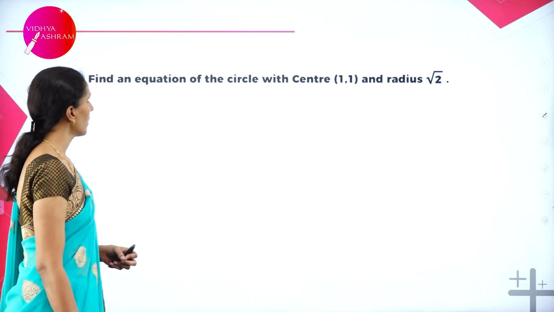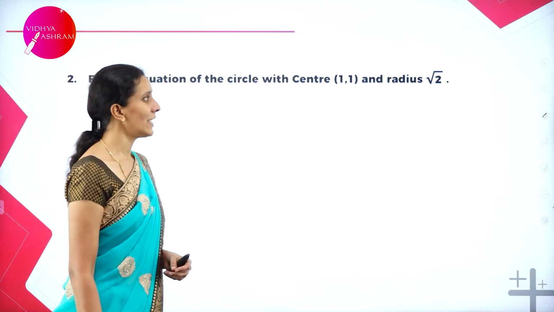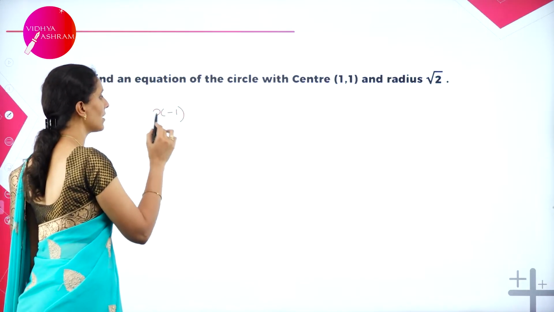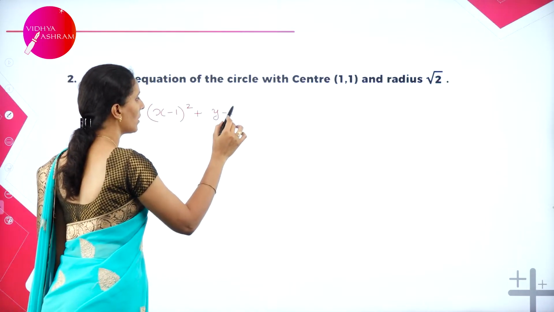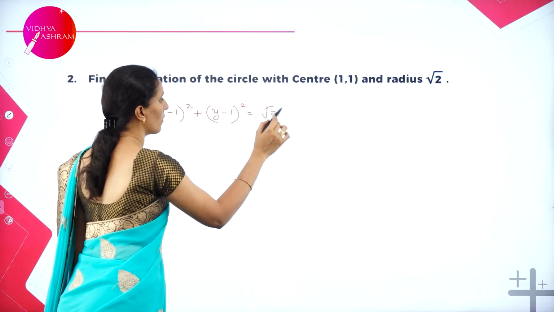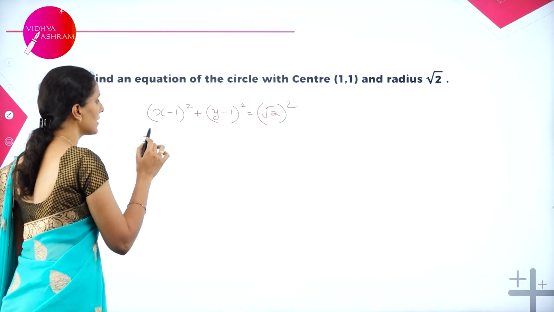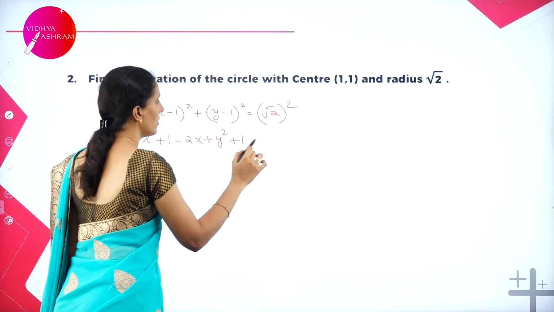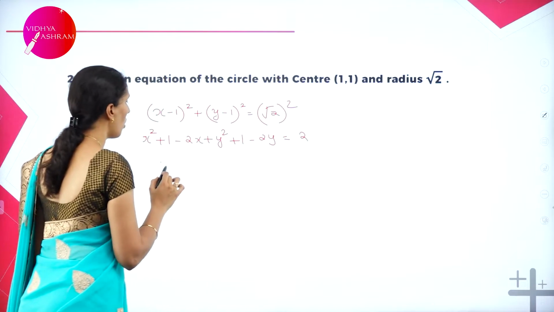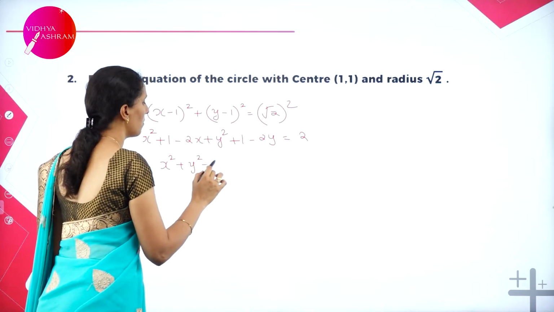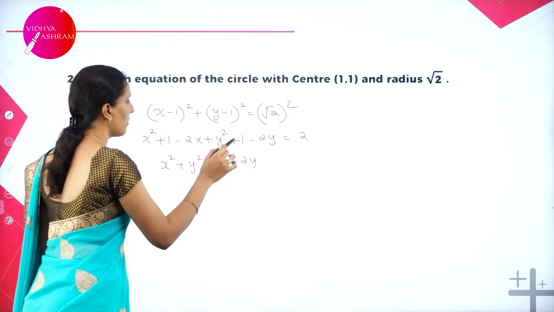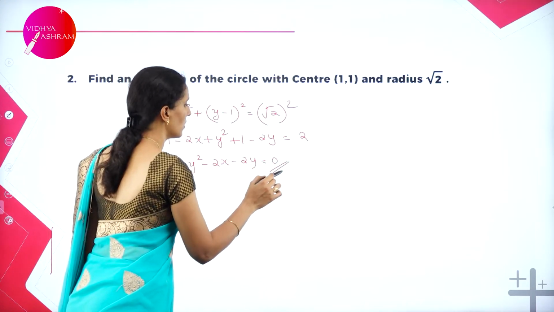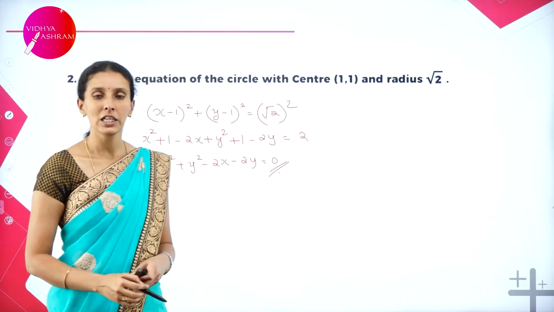Let's see the next question. Find an equation of the circle with center (1, 1) and radius root 2. So what is the equation I can write? (x minus 1) whole square plus (y minus 1) whole square is equal to root 2 square. So if you expand this, it is x square plus 1 minus 2x plus y square plus 1 minus 2y is equal to 2, or you get x square plus y square minus 2x minus 2y. 1 plus 1 is 2. When 2 comes this side, 2 minus 2 becomes 0. So this is 0. So this is the equation of the given circle.